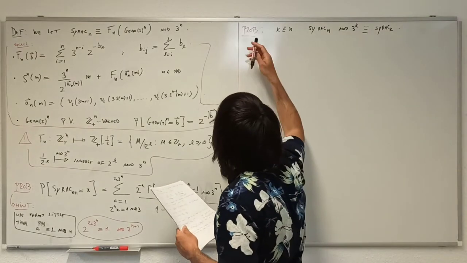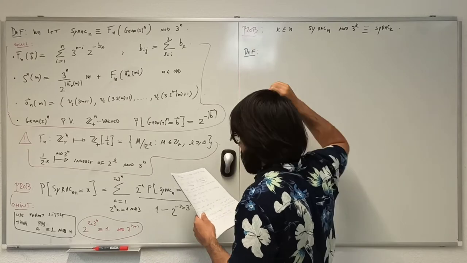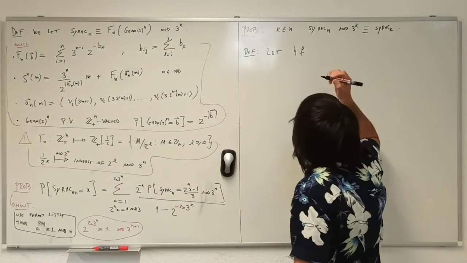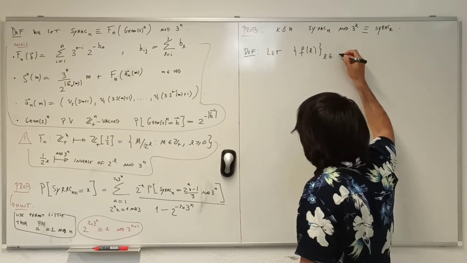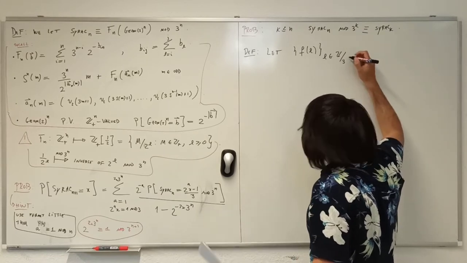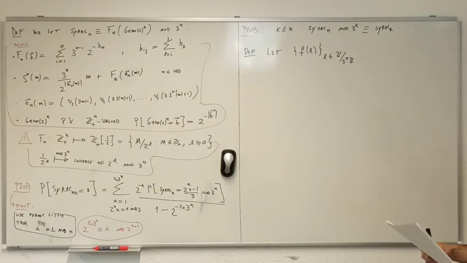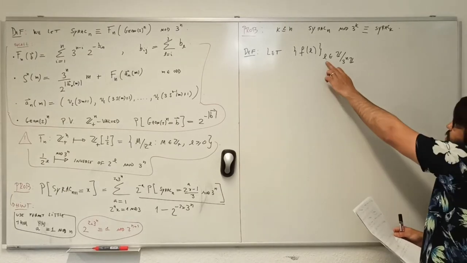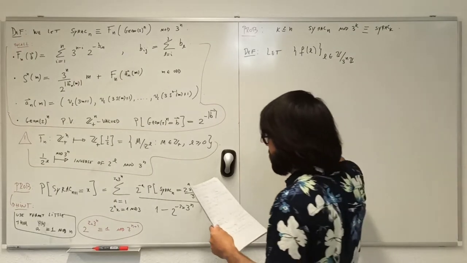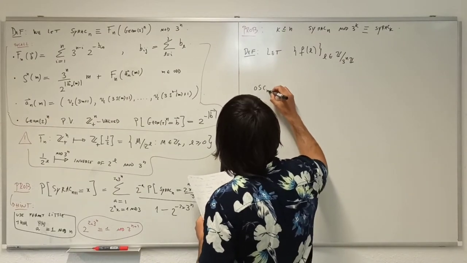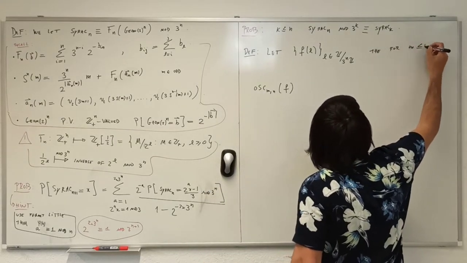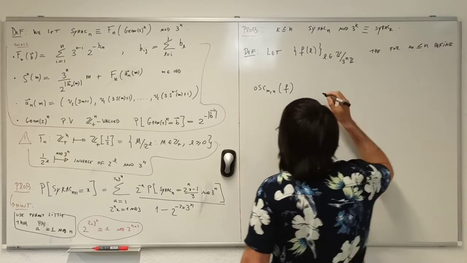So now I will define another quantity, and I will state a new proposition. Let's say you have a sequence of numbers, any numbers, f, indexed by integers mod 3^n. Suppose you have a sequence of numbers indexed by this, so indexed by numbers from 1 to 3^n, if you like. Then you would define the oscillation, for m less or equal to n. That would be the oscillation.